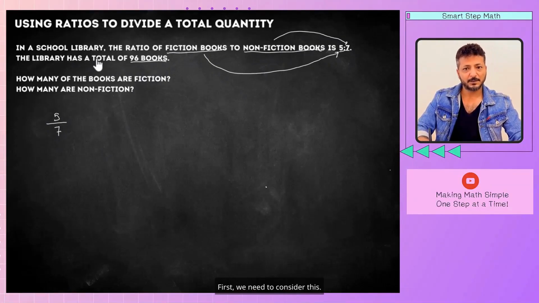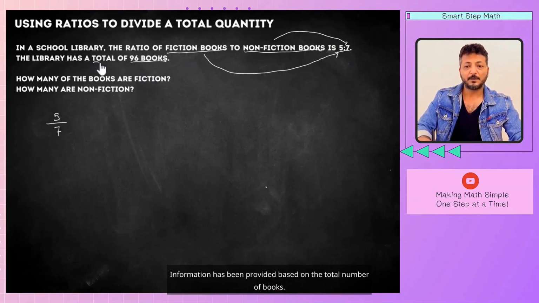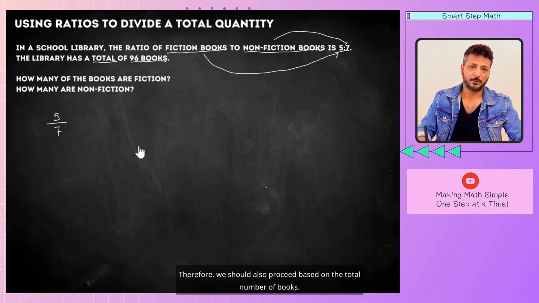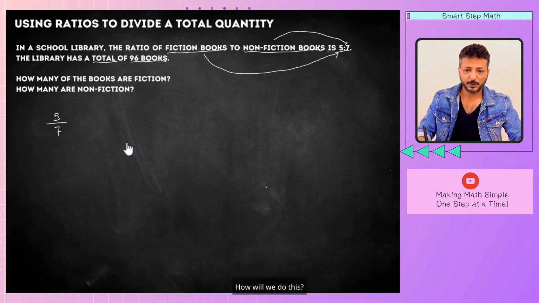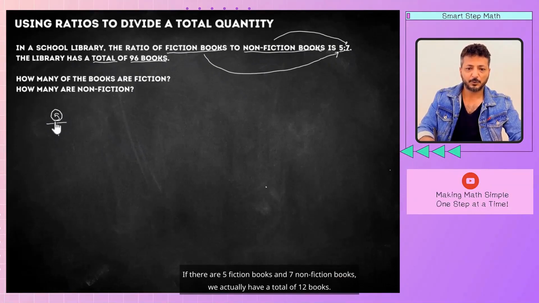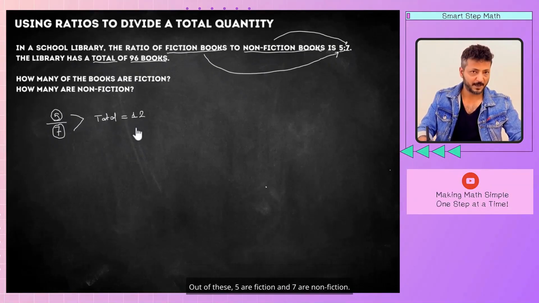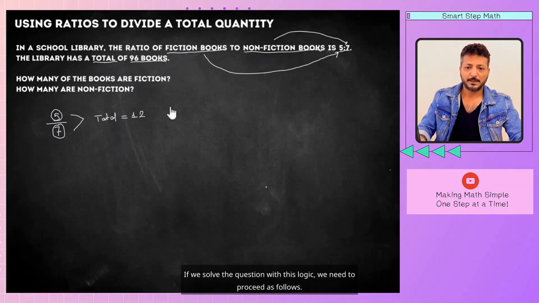First, we need to consider this. Information has been provided based on the total number of books. Therefore, we should also proceed based on the total number of books. How will we do this? If there are 5 fiction books and 7 non-fiction books, we actually have a total of 12 books. Out of these, 5 are fiction and 7 are non-fiction. If we solve the question with this logic, we need to proceed as follows.